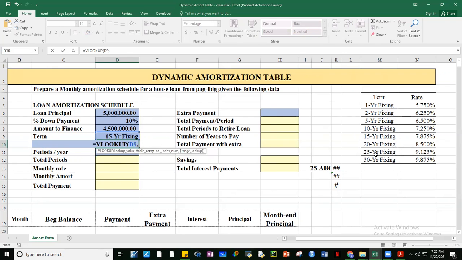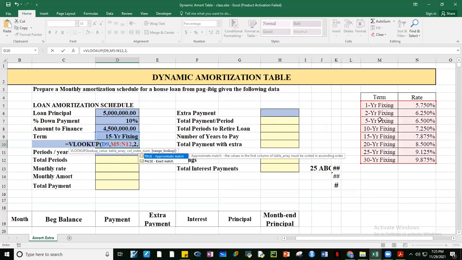Saan table natin pinapahanap? Dito. We don't need to fix this kasi hindi naman natin ikakopy yung formula na to. Comma. Which column index number do we want to return? We want Excel to return the second column. 2, and then comma. Range lookup: is it an approximate match or an exact match?